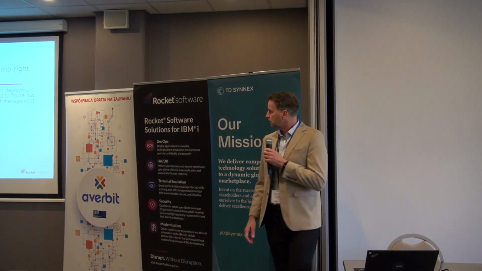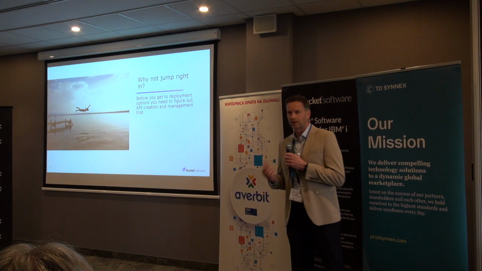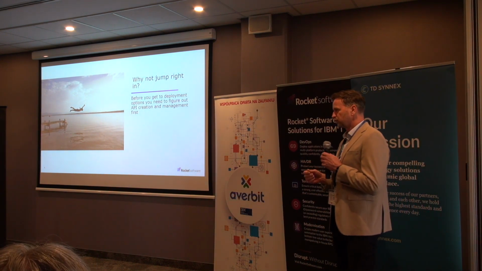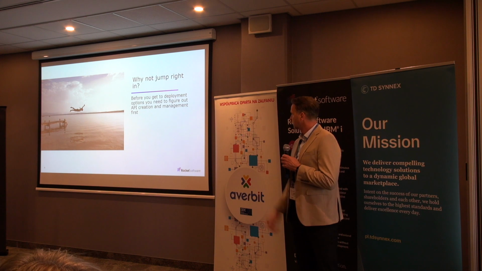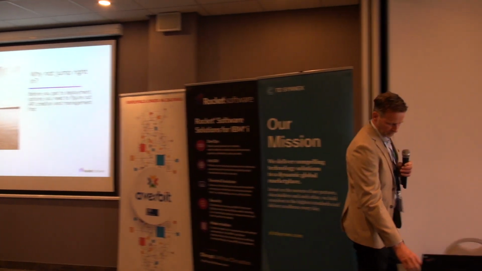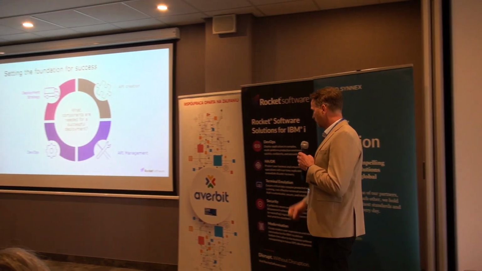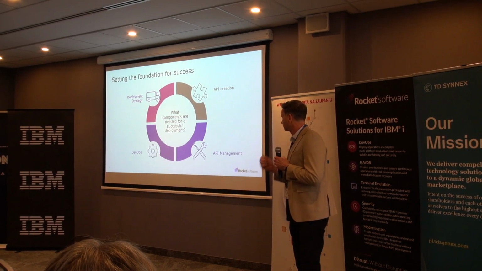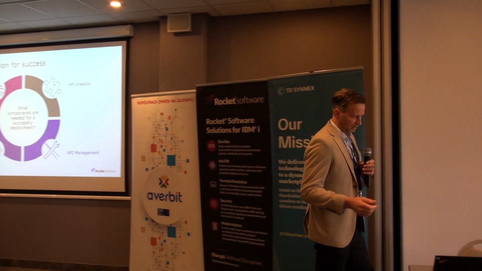So why not jump right in? Before you get to deployment options for APIs, you need to figure out a plan. You have to start with your business. What does your business need in your environment? Figure out how you create your API and manage your API around that. That's basically what needs to be done, right? Setting up the foundation for success. You start creating your API, but you need to have your API management, your DevOps, and your deployment strategy in place first. Again, start with a plan and then create your APIs.